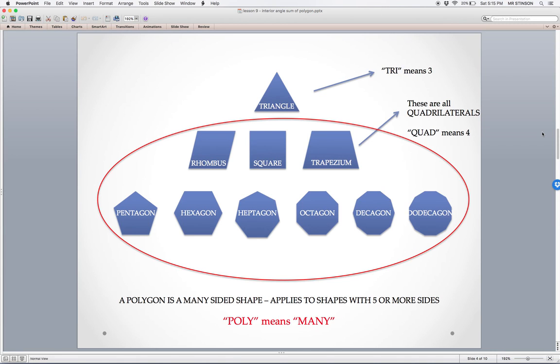Now below these, I've given you 6 examples of what could be known as a polygon. We've got a pentagon, which has 5 sides, a hexagon has 6, a heptagon has 7, an octagon has 8 sides, a decagon has 10 sides, and a dodecagon has 12 sides. So below it says a polygon is a many-sided shape, and usually applies in maths to any shapes with 5 sides or more. The word poly in the word polygon simply means many.